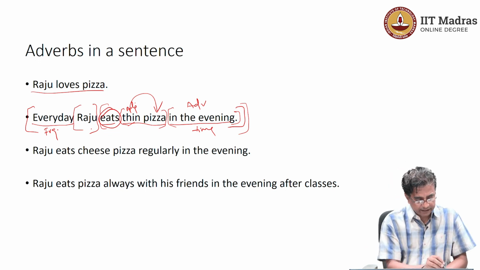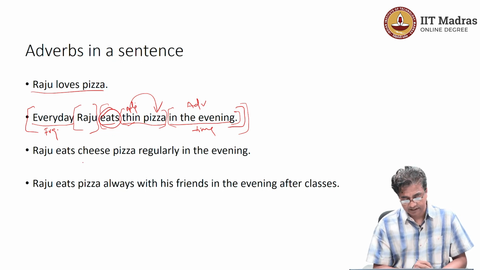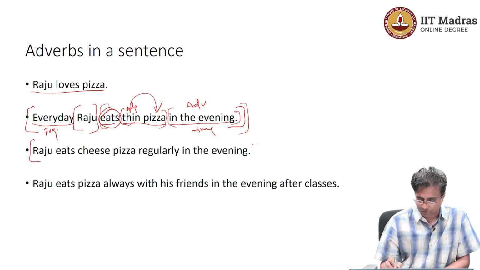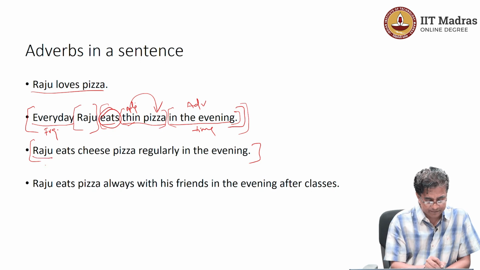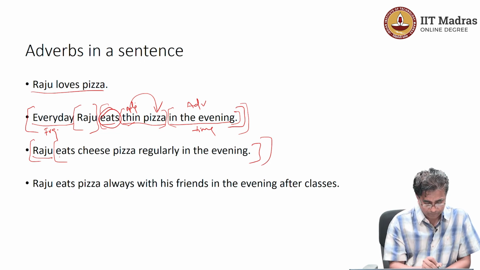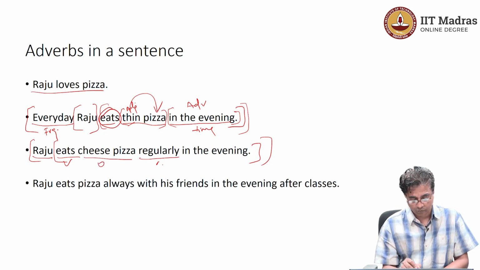Now look at the next sentence. Raju eats cheese pizza regularly in the evening. Now, here we have a whole sentence. Subject. This is the whole predicate. Eats, verb. Cheese pizza, object. Regularly, one adverb. In the evening, another adverb.